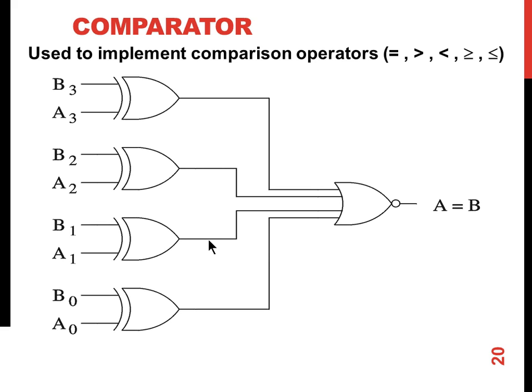Then we have simple comparators. You can do simple comparisons like equal to, greater than, less than, greater than or equal to, less than or equal to. Typically, comparators are built using XOR gates due to the XOR gate truth table. So this is a comparator circuit which will test whether A is equal to B. A is 4 bits, B is 4 bits. If both are equal, the XOR gate output is 0. So that's how you check the equality comparison. The same can be built for the other comparator operations like greater than or equal to, less than or equal to.